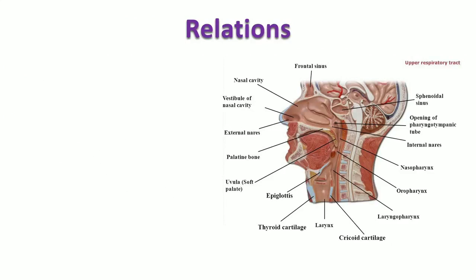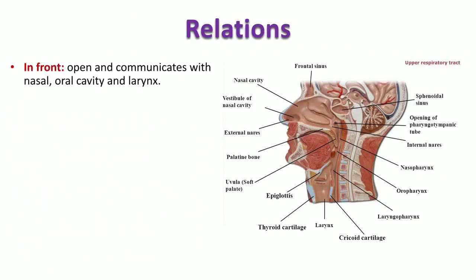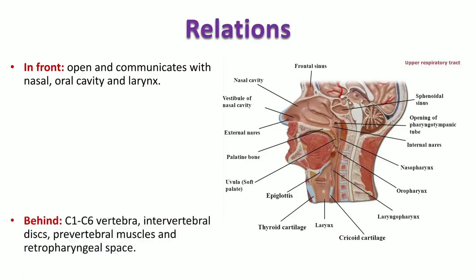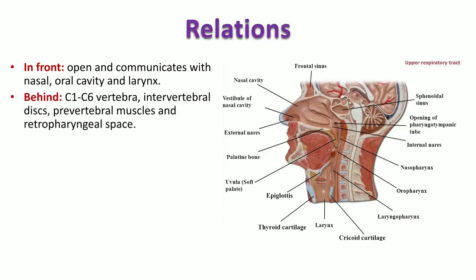Next, coming to the relations of the pharynx. In front, as I told you, it communicates with the nasal cavity, oral cavity, and then your laryngeal inlet. It communicates with the laryngeal cavity through the laryngeal inlet. Behind, it is supported by the first six vertebrae, that is C1 to C6. There are seven cervical vertebrae in total, of which the upper six, and of course the intervertebral discs, and in front you have the anterior longitudinal ligament, and then you have the muscles.